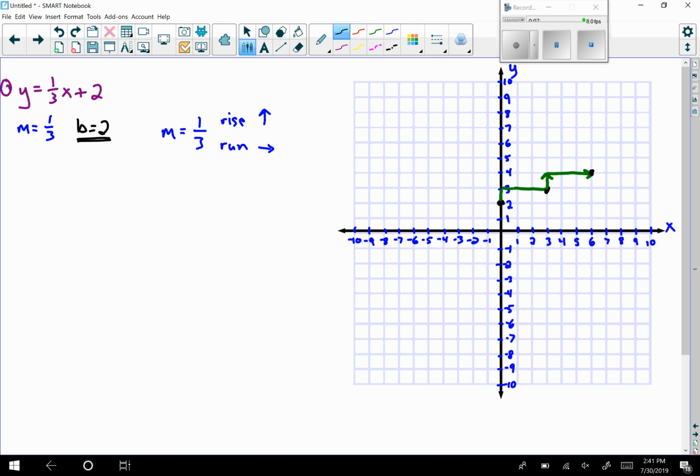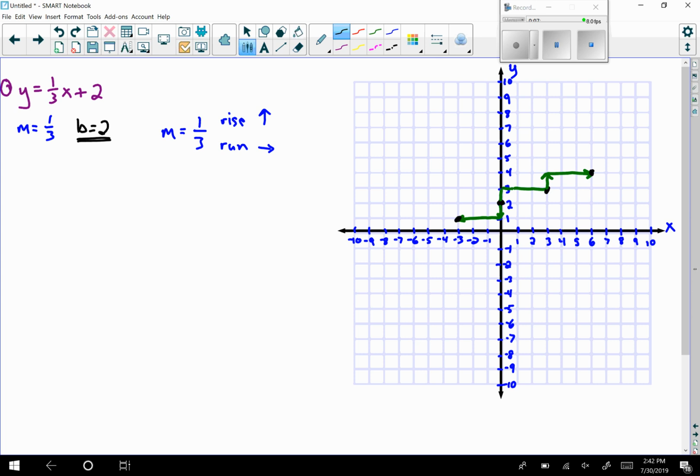Now keep in mind, a line goes forever in both directions. So let's say I'm graphing and I just ran out of room as I continue to go up 1 and 3 to the right. So I can also go just in the opposite direction. From my original point here at 2 on the y-axis, I can go down 1, which is the opposite of going up. And instead of going 3 to the right, I can go 3 to the left. And I can put my other point here.